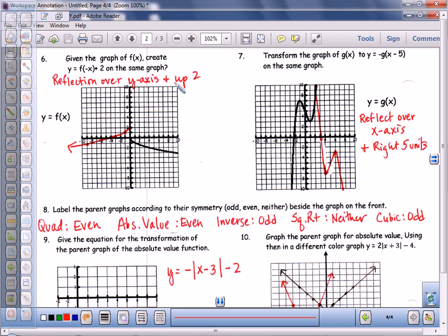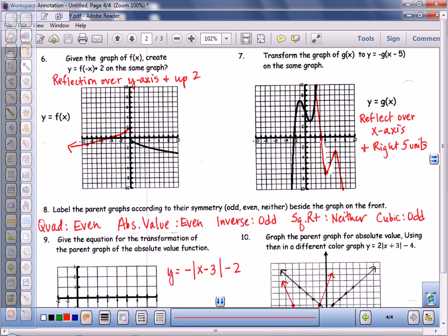Take a look at your number 6, see if you have the same thing I have. If you don't, ask questions. Are we good? Yes, ma'am. Okay. Could you give the domain of this one? Yes. What is it? -infinity to +infinity. It's -infinity to 0.